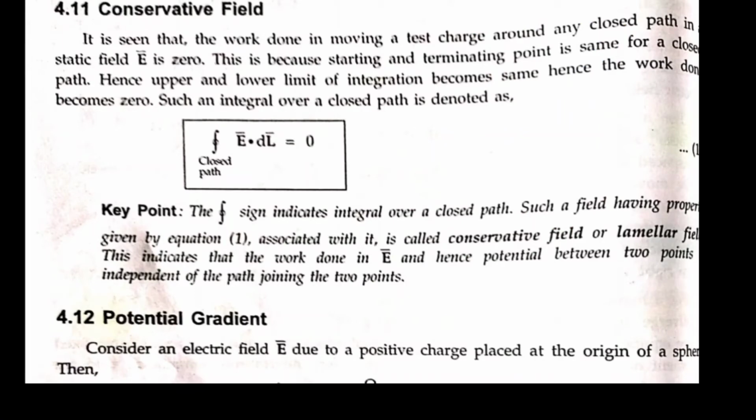As we know, the work done in moving a test charge in any closed path on an equipotential surface is 0. It is seen that the work done in moving a test charge around any closed path, that is, on the equipotential surfaces, is 0. Hence the static electric field is conservative. This is because the starting and terminating points are the same for any closed path.